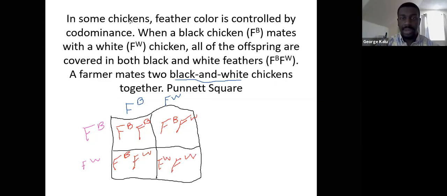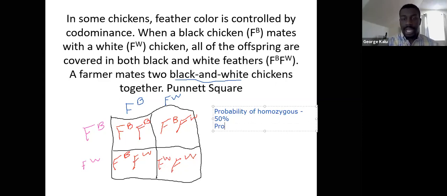Okay. So now again, we're going to go ahead and analyze our Punnett square. We're going to start off with the probability of a homozygous offspring. What's the probability that we're going to have a homozygous offspring here? Right, 50%. We have a 50% chance because in one of our boxes we have the homozygous with the black feathers, and in the other we have homozygous with the white feathers. So 2 of our 4 boxes are homozygous.